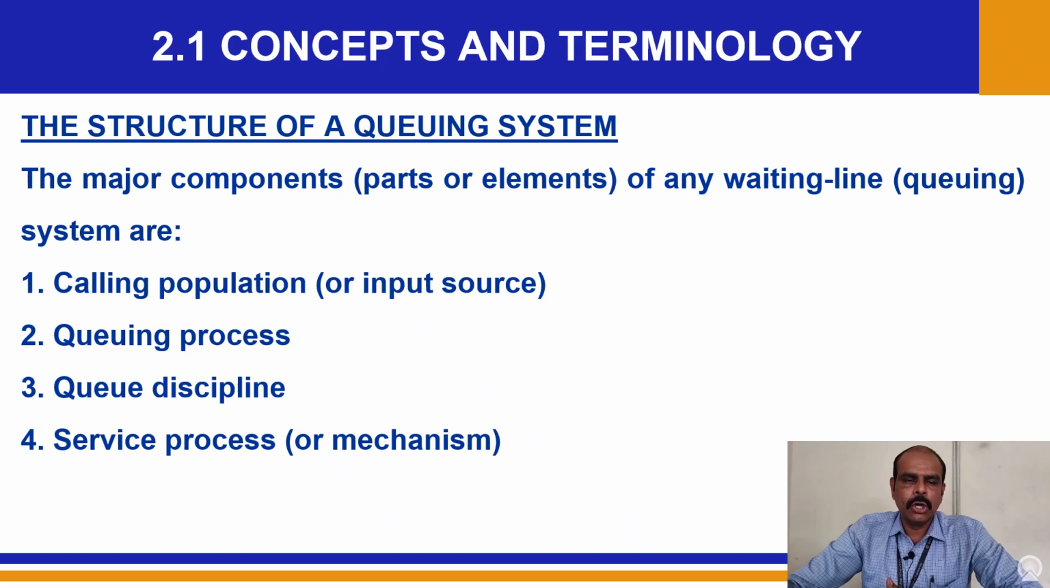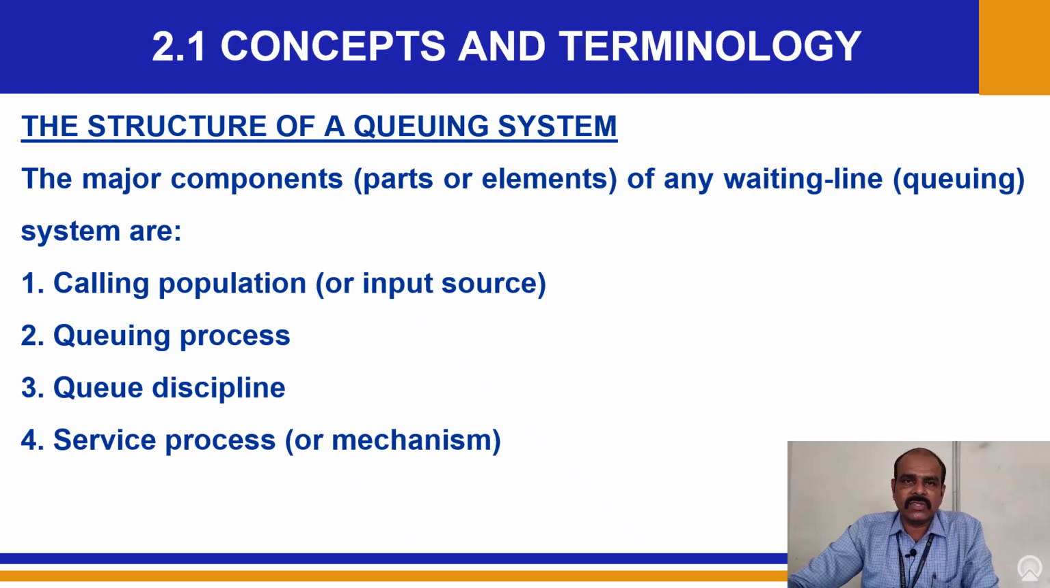The first thing is calling population. This is very large, maybe finite or infinite, that we'll see in the upcoming slides. So calling population, so from where? Calling population means from which particular lot are we going to get the customers? Are they going to be in a few numbers or are they going to be infinite? We don't know. So that is calling population.